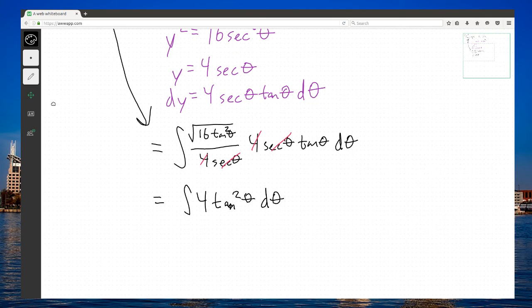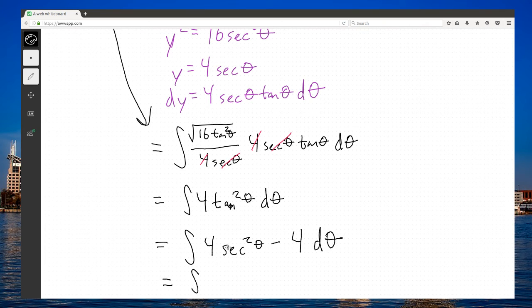I can integrate secant squared. So the next step is whenever you've got a bunch of tangents, take the tangent squared and turn it into secant squared minus 1. So 4 times secant squared of theta minus 4 d theta. And that I can integrate directly. I'm integrating, so the integral sign will go away. And what do I have? 4 secant squared becomes 4 tangent of theta minus 4 theta plus c.